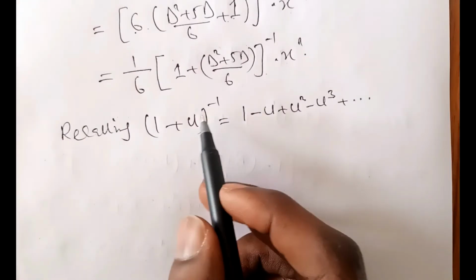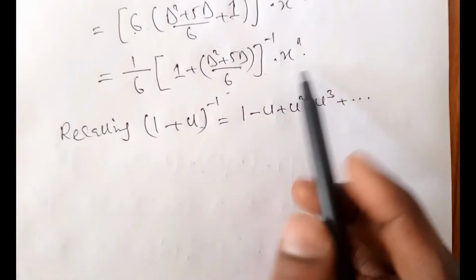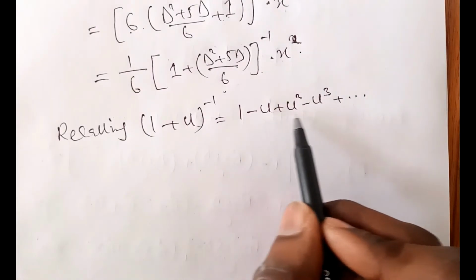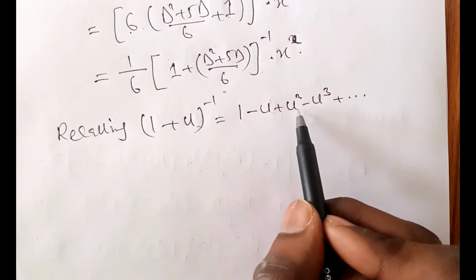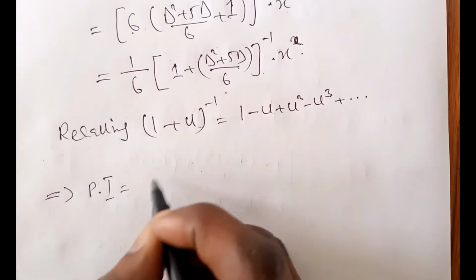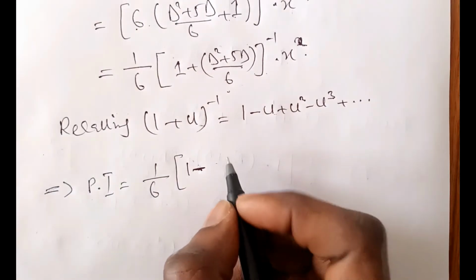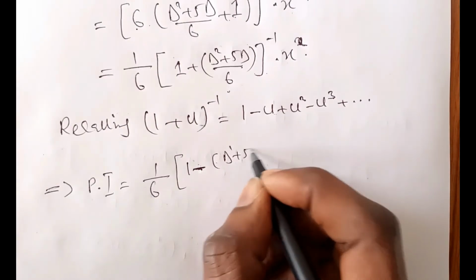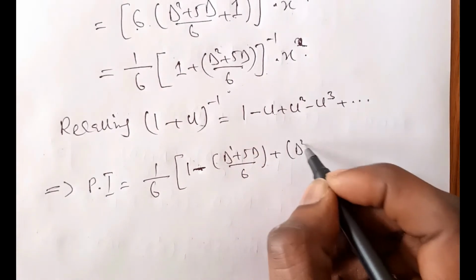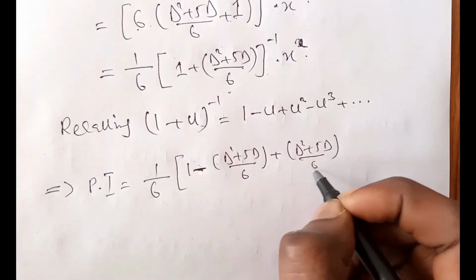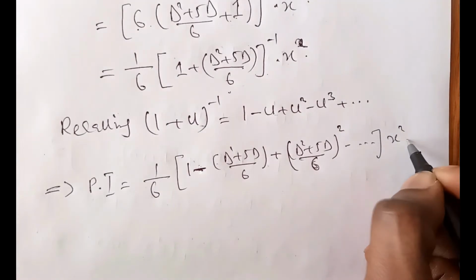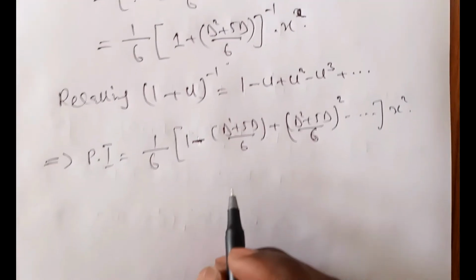And here our u is d squared plus 5d all over 6, and the highest power of our polynomial is to the power of 2. So therefore in this expansion we have to stop at the second power of u. So that implies that the particular integral will be 1 all over 6 all into 1 minus u, which is d squared plus 5d all over 6, then plus u squared, d squared plus 5d all over 6 squared, times x squared, since the highest power here is 2.